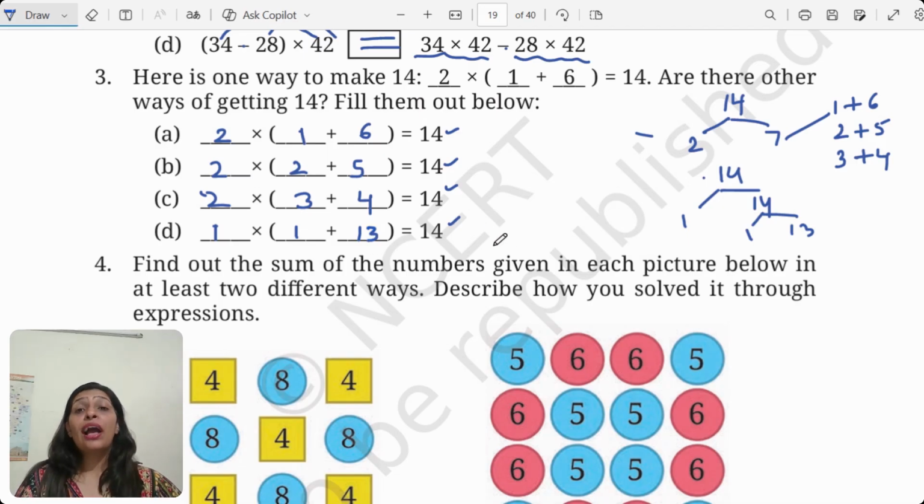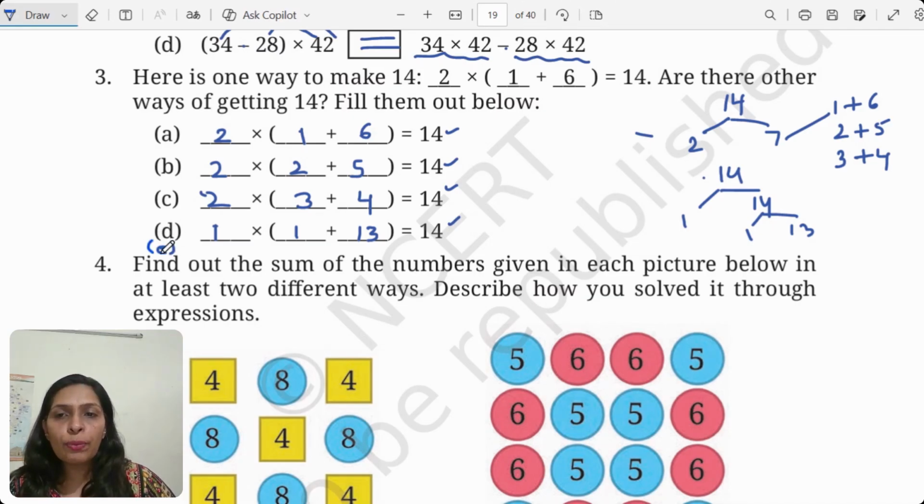All right, and I'm sure you got the pattern. Now, can you find some more ways? I would like to get at least one more pattern from you. If you have understood this one, I'm sure you would be able to do it. So do write in the comment section, what is your pair of numbers?